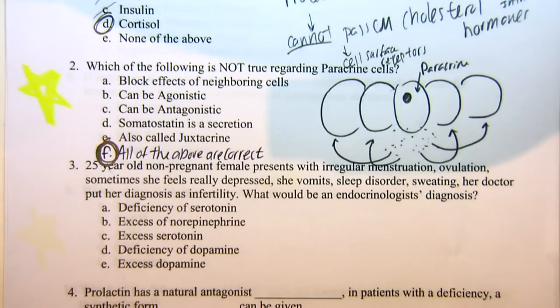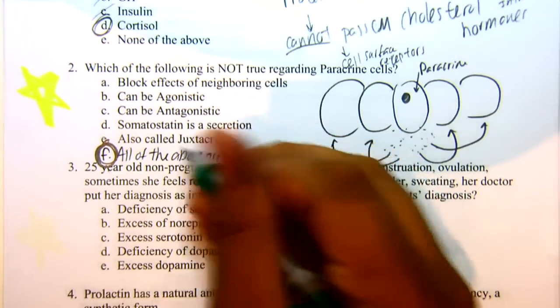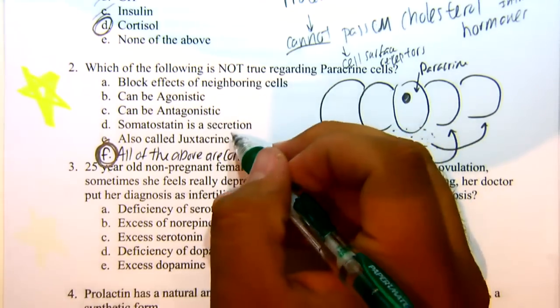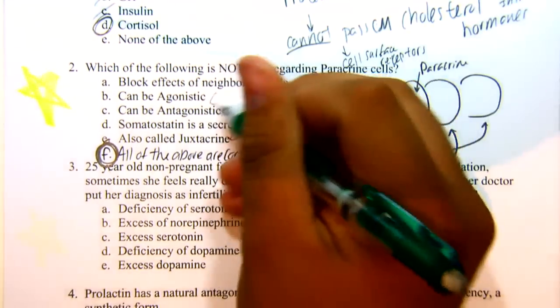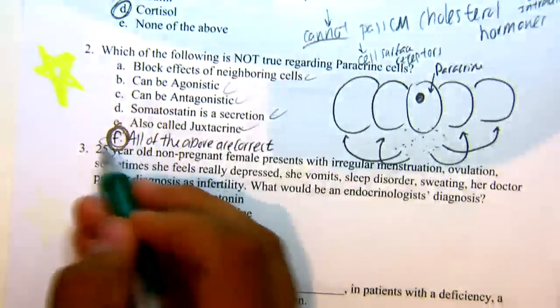And then somatostatin is a secretion, which we know, right? And they could also be called juxtacrine cells. This is also true. So the takeaway message from this is that all these things are true. So 2 is F.